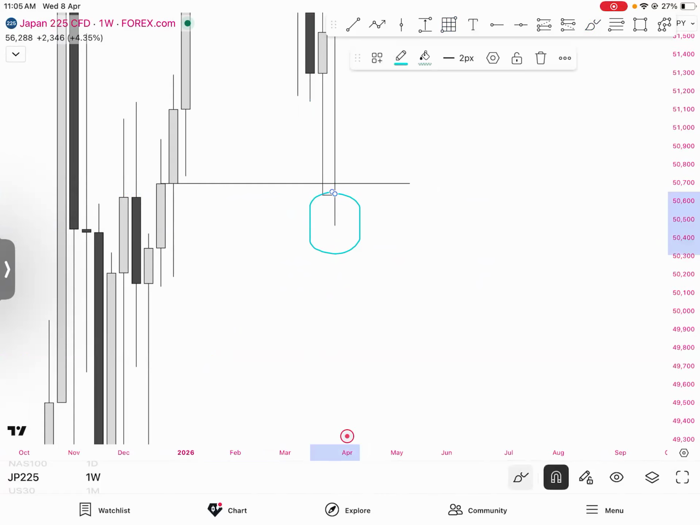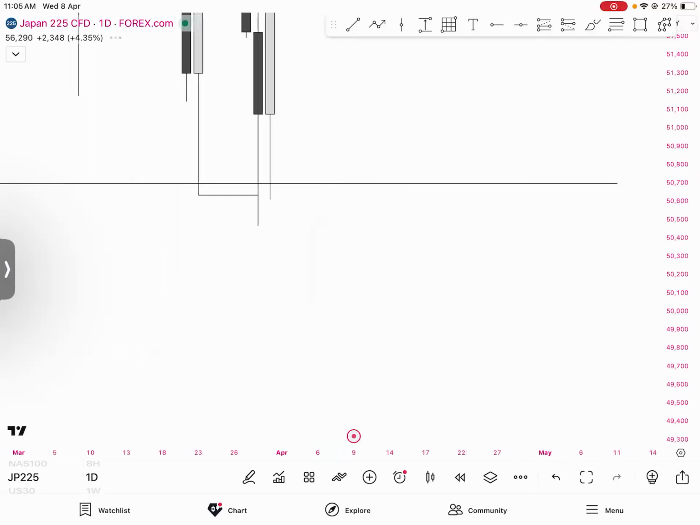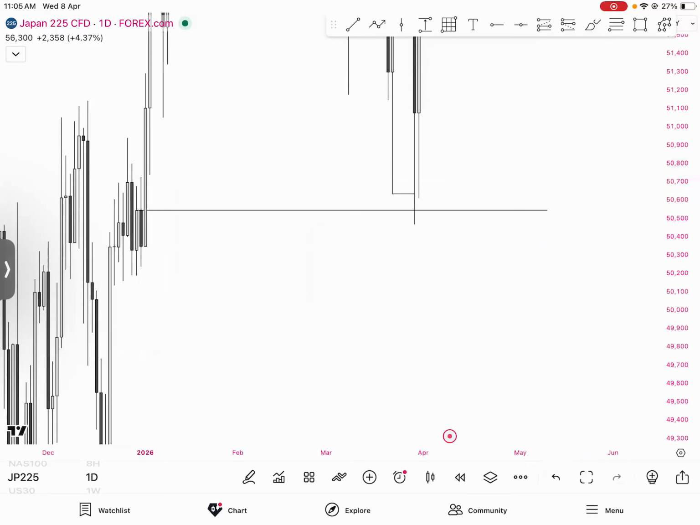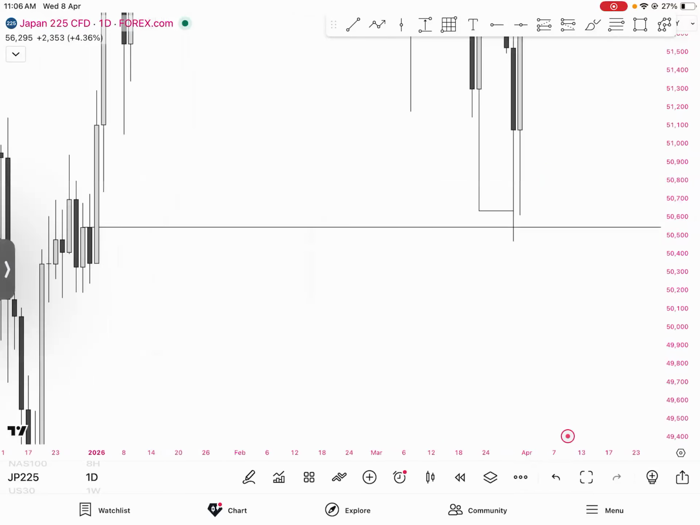Let me go to the daily time frame and check what happened on the daily. It can go for the daily time frame, that is sponsored by a daily key level. Did you understand?